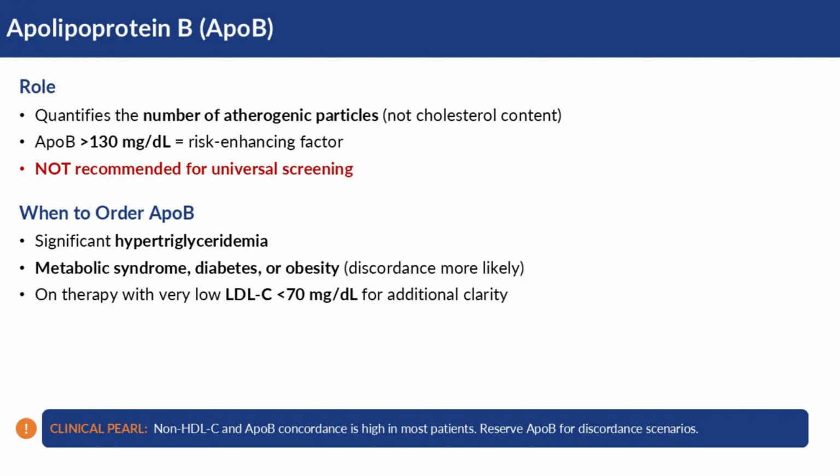Therefore, guidelines generally suggest ApoB testing in situations where discordance is more likely, most commonly in patients with significant hypertriglyceridemia or those with metabolic syndrome, diabetes, or obesity, where many particles may contain less cholesterol per particle. Another instance for consideration is in patients on therapy with very low LDL-C, for example less than 70 milligrams per deciliter, where ApoB might offer additional clarity.